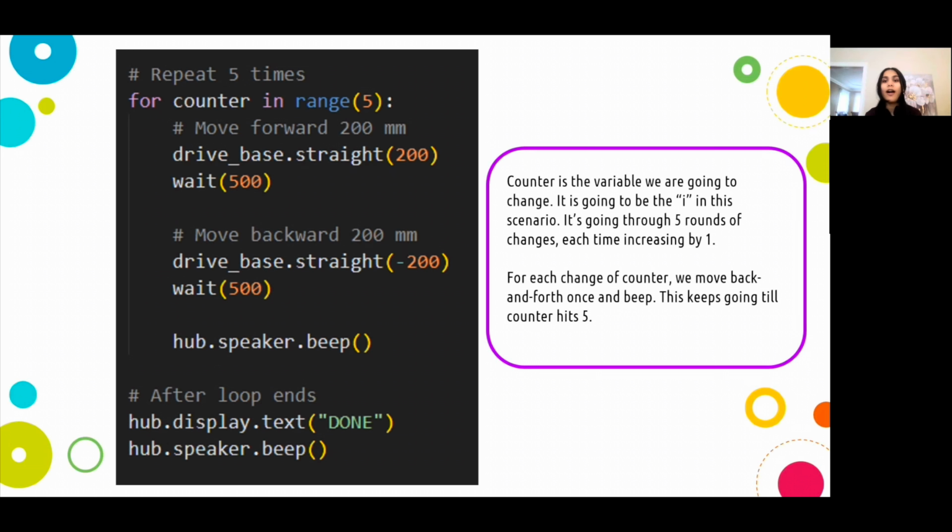In the example here, our for loop statement is for counter in range 5. The counter is the variable and the i in the scenario. Each time the counter increases, the robot moves back and forth. It waits, then beeps. This repeats 5 times. After the loop finishes, we display done on the hub. Notice how short and clean the code is. Instead of writing that sequence 5 separate times, we write it once inside the loop. This is what makes for loops so crucial in robotics programming.